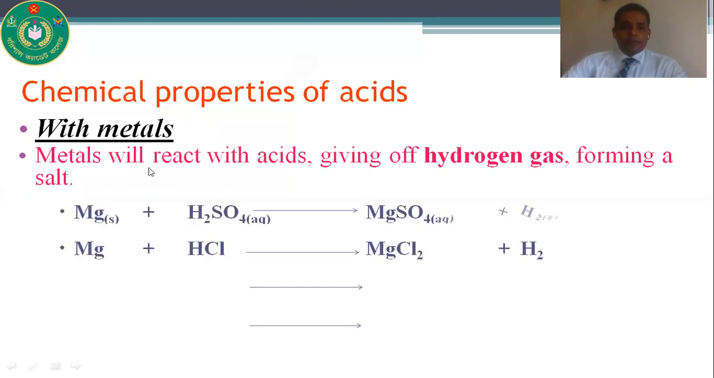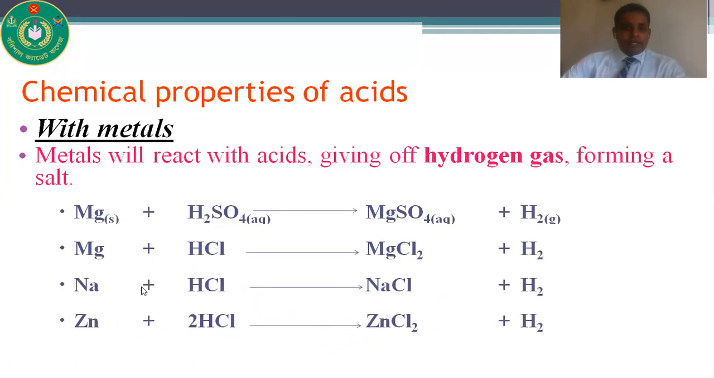For example, you can see here, magnesium when reacting with sulfuric acid, we get magnesium sulfate and hydrogen gas. And also if magnesium reacts with hydrochloric acid, we get magnesium chloride and hydrogen gas. I said another two examples for your better understanding. When sodium reacts with hydrochloric acid, we get sodium chloride and hydrogen gas. And when zinc reacts with hydrochloric acid, we get zinc chloride and hydrogen gas.